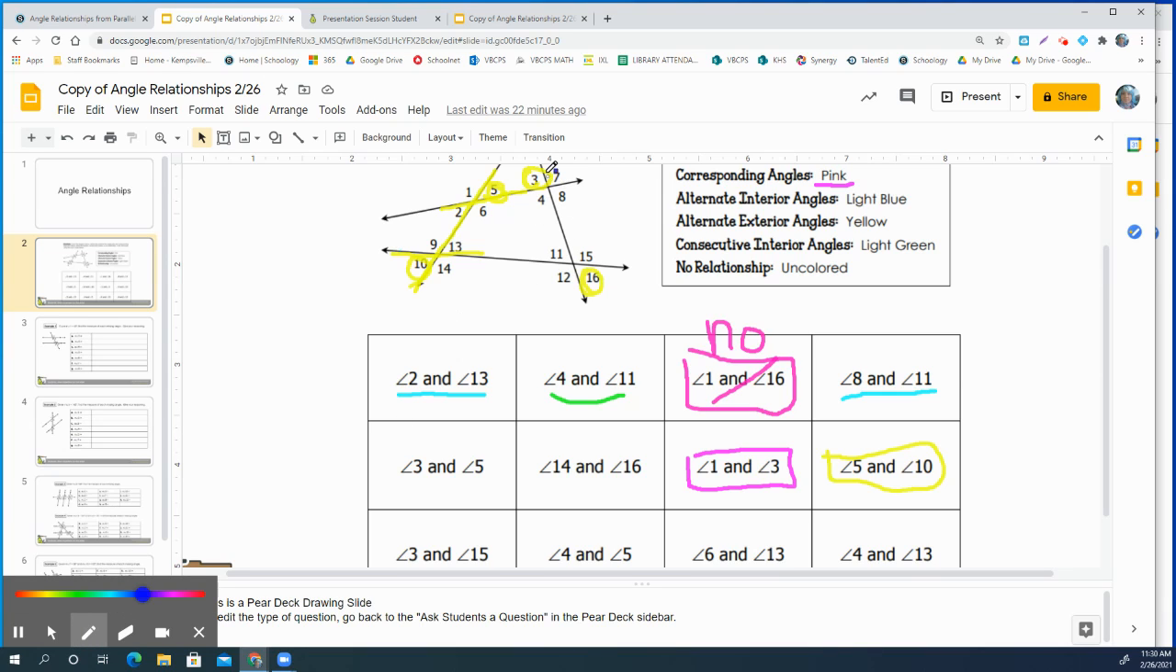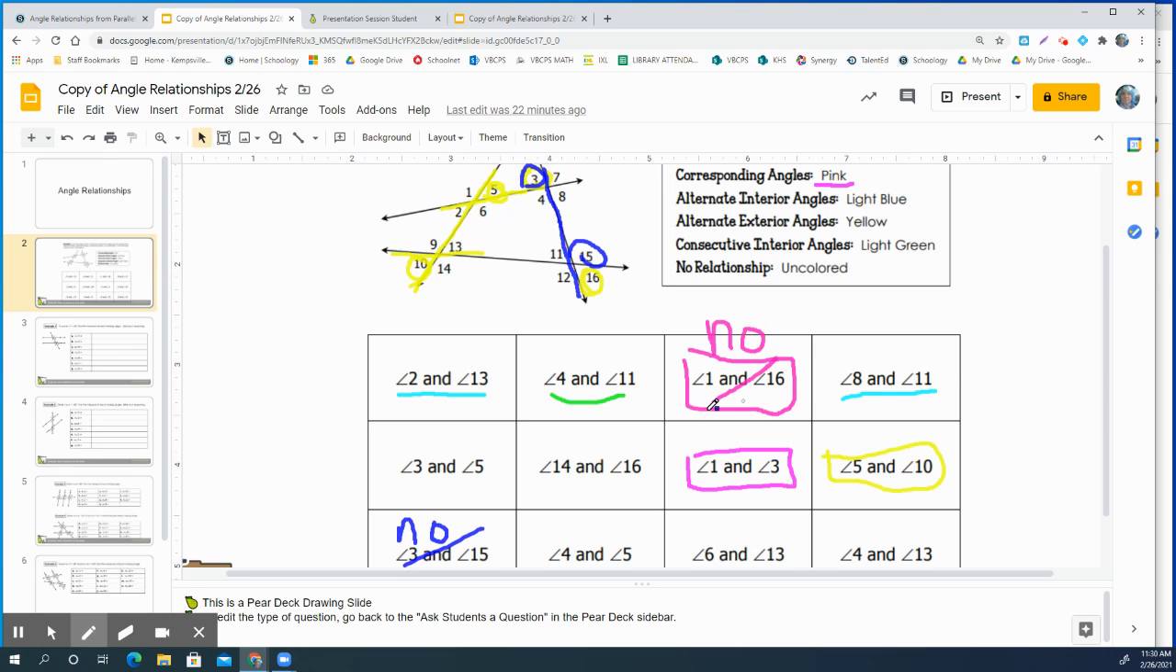So if I've got this transversal, 3 and 15 are definitely alternate, but one is outside. So angle 3 is outside this line. Angle 15 is inside. So if I drive my truck through here, I'm going to run over 15 because it's inside, but 3 is standing on the curb safe. This one is no relationship. So 3 and 15 are no relationship.